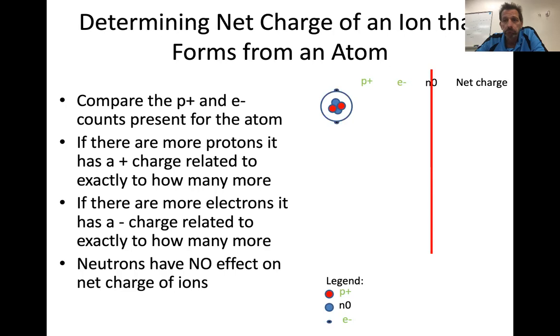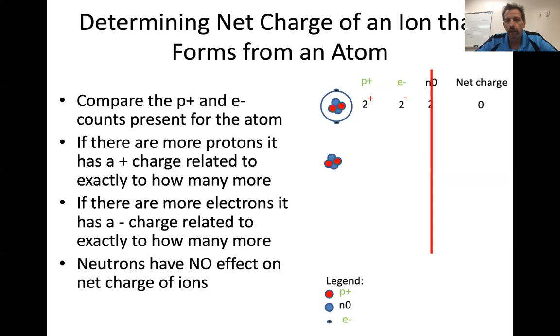So we have a model. We're going to count the parts in the model. Well, 2 of them are protons, 2 red dots. 2 of them are electrons. 2 of them are neutrons, but we don't care about the neutrons. So we compare the count of the pluses and the minuses. When we do that in this example, we're comparing plus 2 to negative 2. And if I add that up, plus 2 and negative 2, lo and behold, that adds up to net charge of 0, no charge.